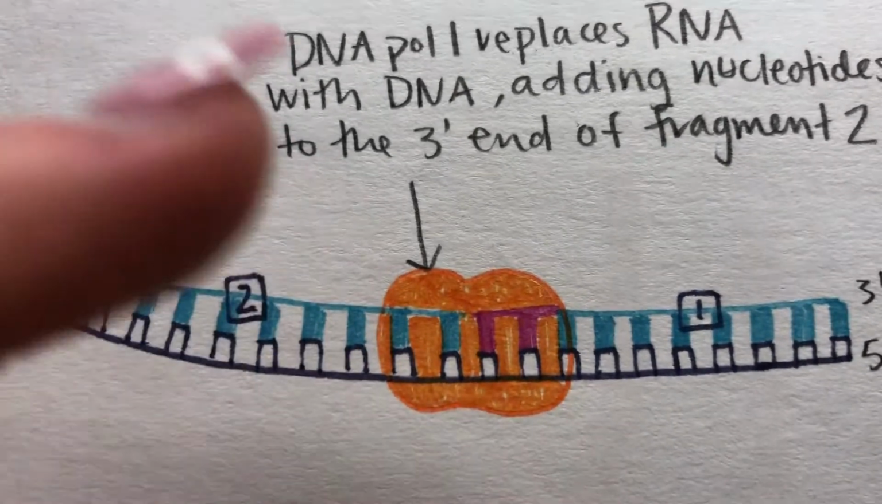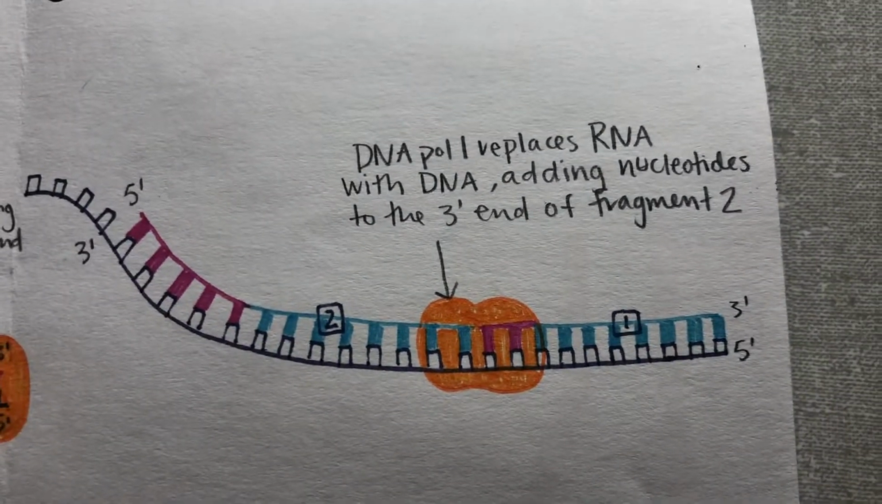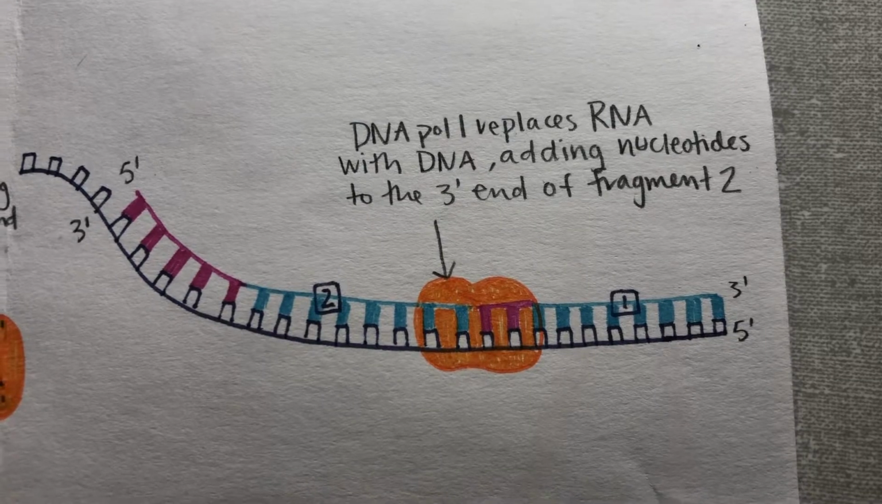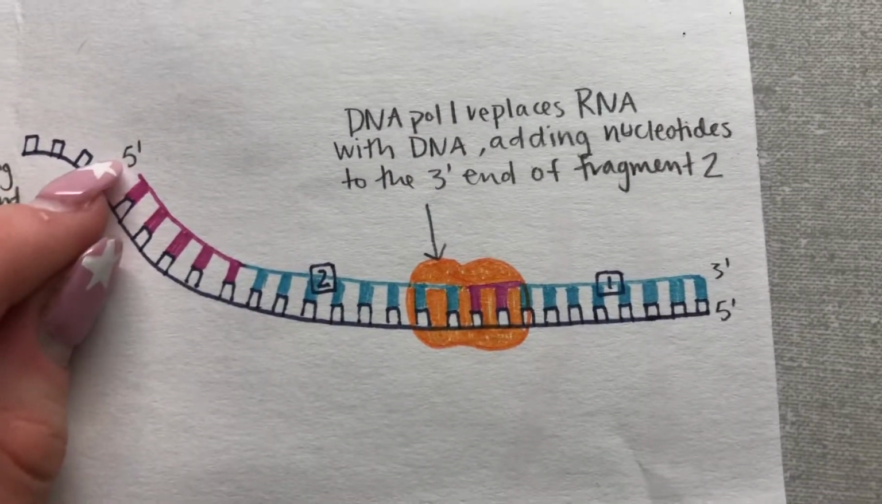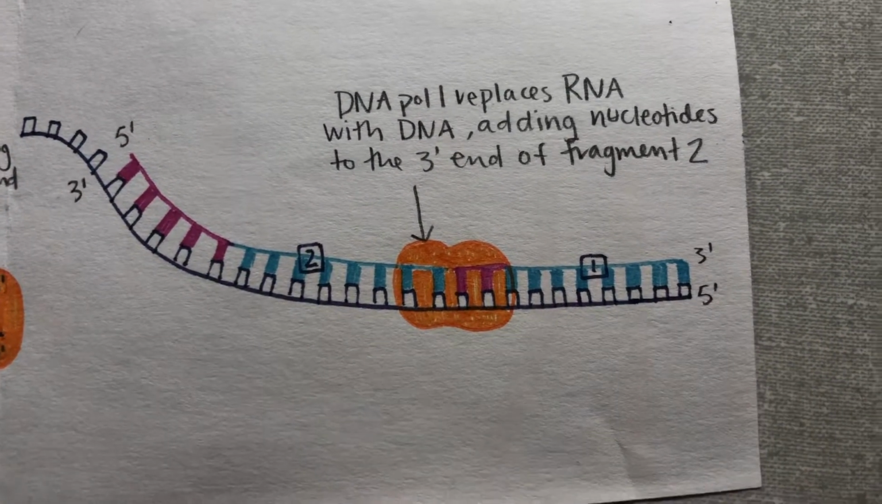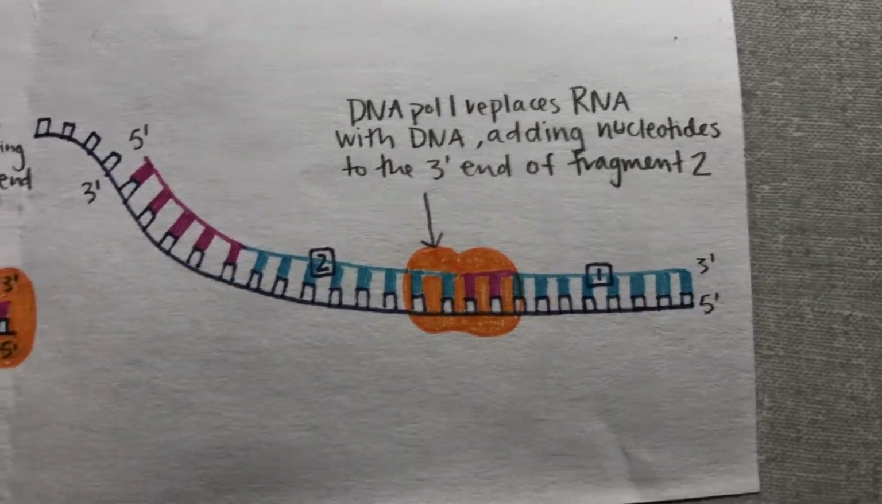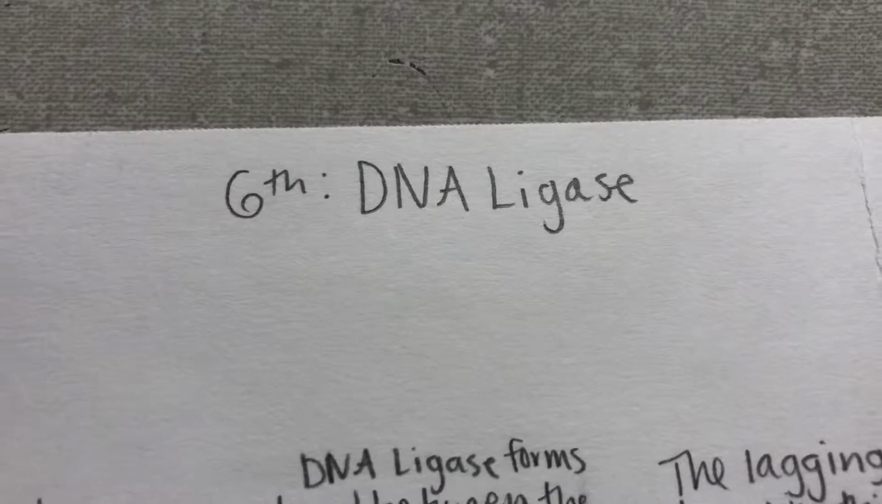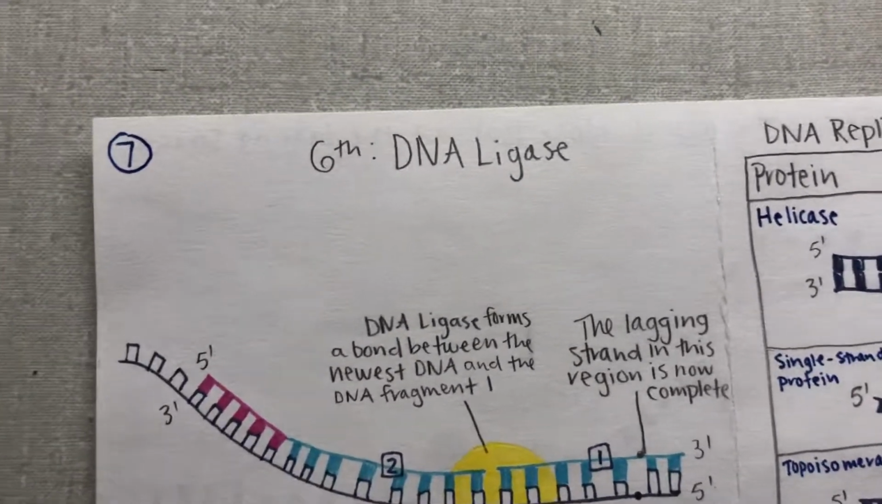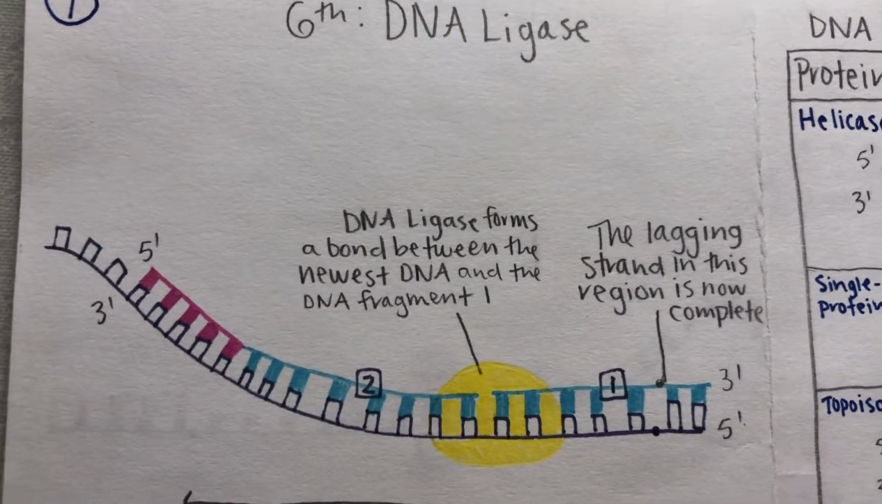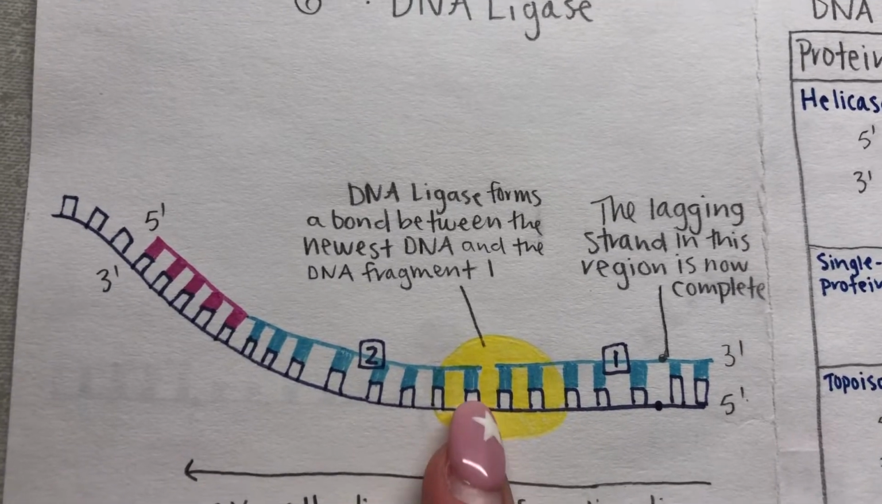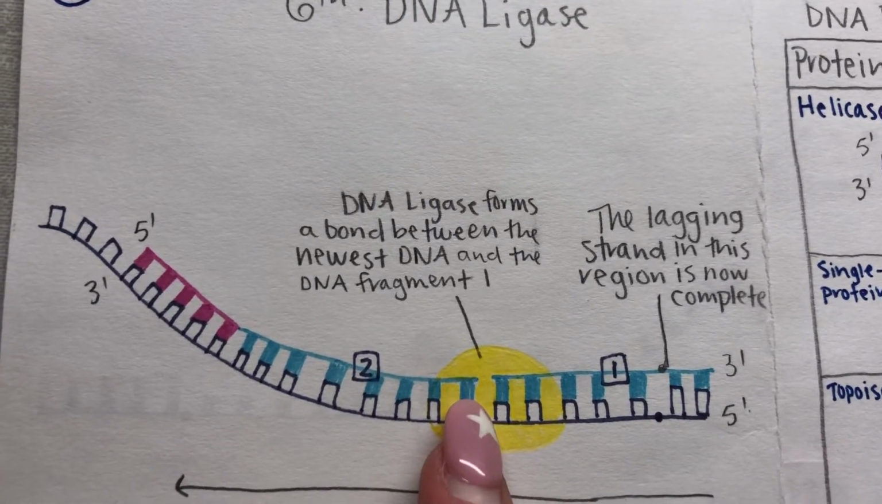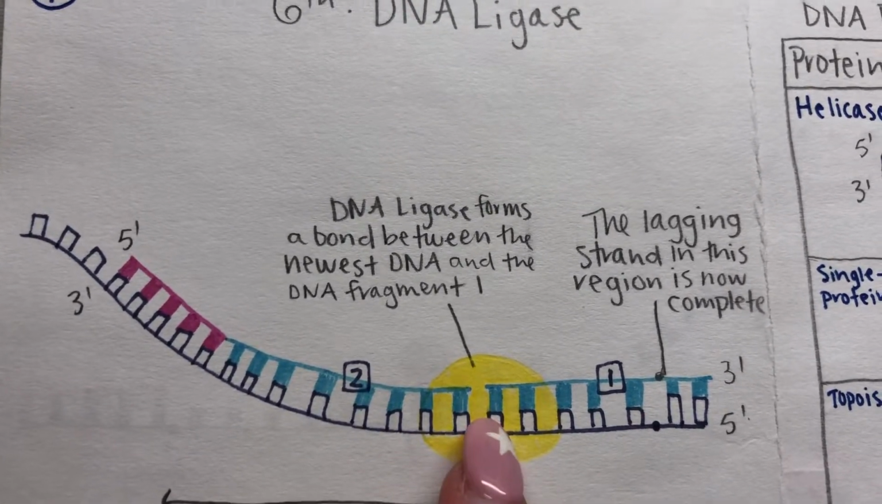So it actually combines and adds the nucleotides. Again, remember, 5' to 3'. They are going anti-parallel. Now to the last step. The last step in the lagging strand is DNA ligase. DNA ligase forms a bond between the newest DNA and the DNA fragment 1.